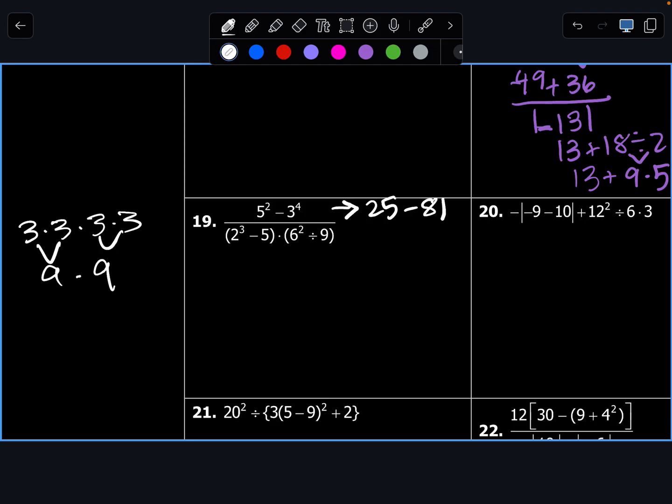Okay, so now on the bottom, 2 cubed is 8 minus 5 times what's 6 squared? 36 divided by 9. Okay, and so 8 minus 5 is 3 times 36 divided by 9, which is 4, which gives us 12, multiply. Okay, now 25 minus 81, what do we get?